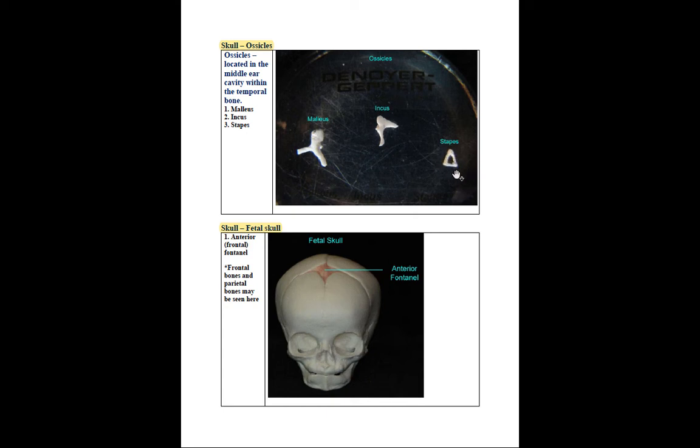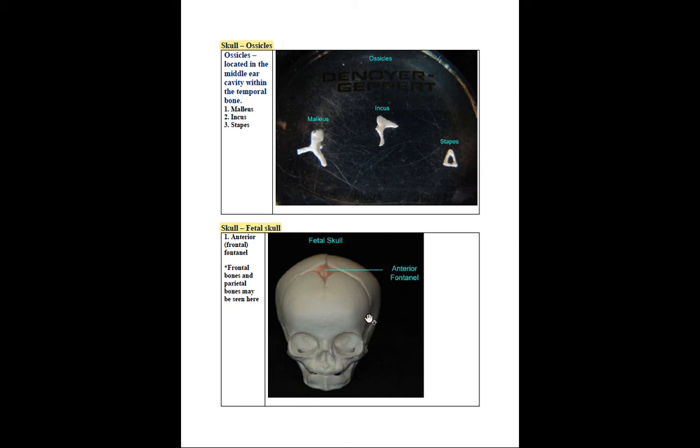The stapes is going to be the smallest. It's going to be the one that looks like a stirrup. Malleus kind of looks like a mallet. Incus is supposed to kind of look like an anvil. But I think the easiest to identify right away is the stapes. It looks like a stirrup, and it's also the smallest. The stapes is actually the smallest bone in the human body.